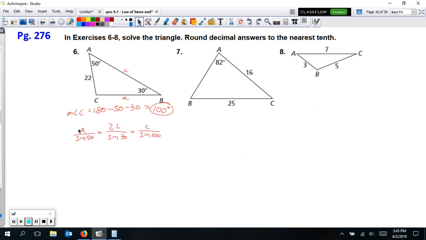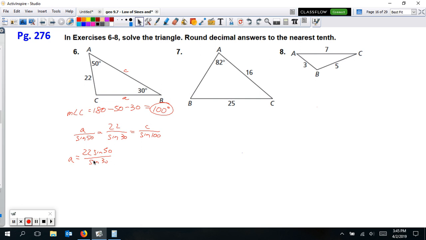So we don't know a, but we know the sine of angle A, which is 50 degrees. We do know b, that's 22, and we also know angle B is 30 degrees, so sine of 30, and it's equal to c, we don't know c, over the sine of angle C, which is 100 degrees now. Looking for a and c, we want to look at these first two fractions as a proportion, and we're going to do that first.